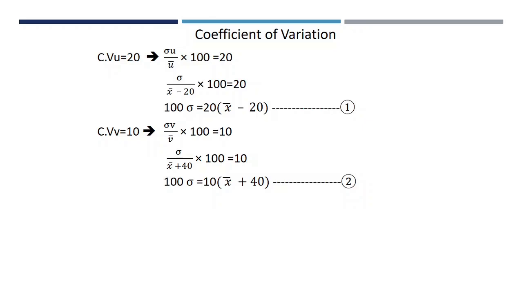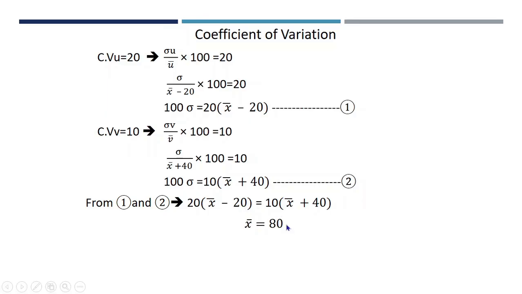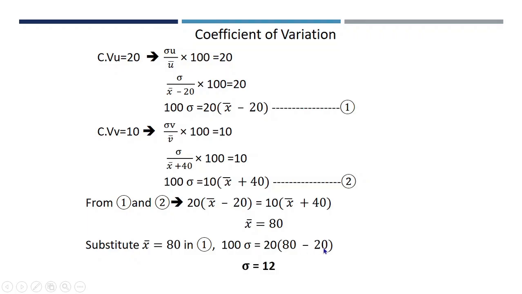Now from equations 1 and 2, these both left hand sides are equal. So we can write 20 into x bar minus 20 is equal to 10 into x bar plus 40. Now by solving this we will get x bar is equal to 80. Substitute x bar is equal to 80 in the first equation. We will get 100 sigma is equal to 20 into 80 minus 20. So we will get sigma as 12.